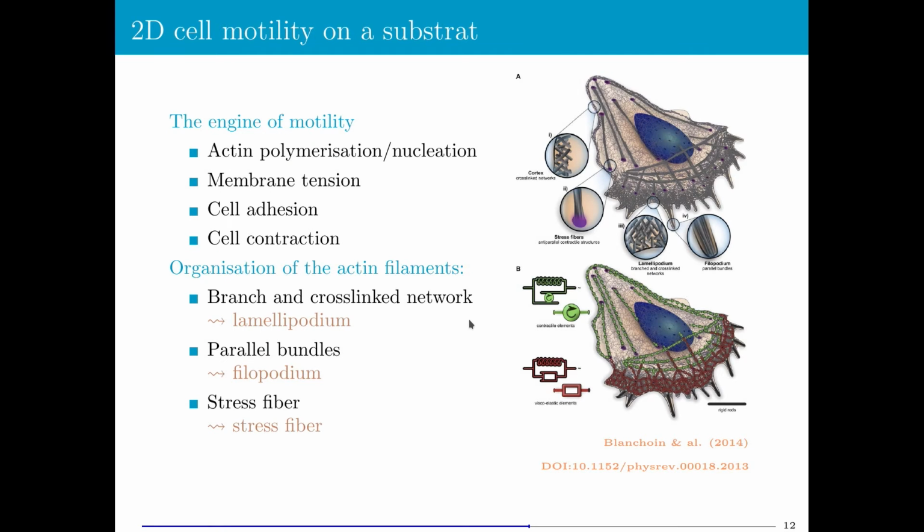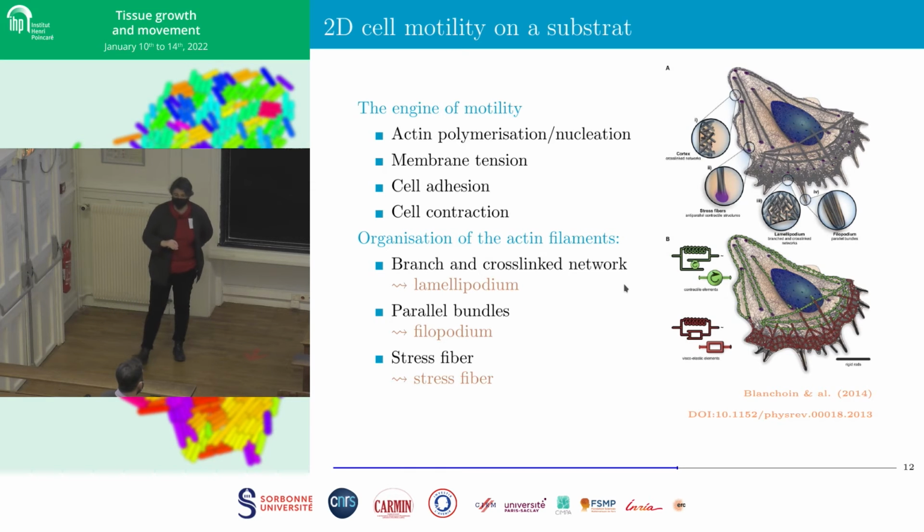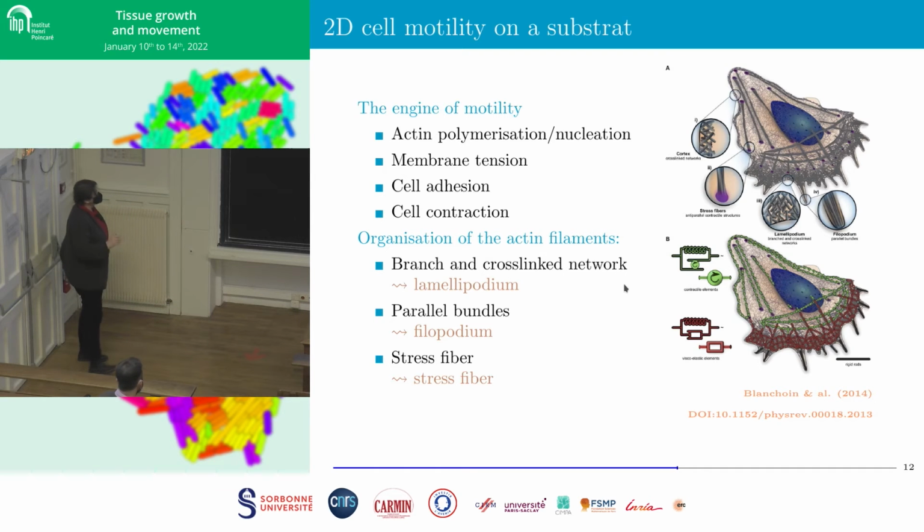So what are the main engines of the motility? There are four. First, actin polymerization or nucleation at the front of the cells. Second, membrane tension of the cells. Then cell adhesion to the substrate. And then cell contraction. What I omitted to say is that I will concentrate on migration on a 2D substrate. 3D migration has a different type of process.